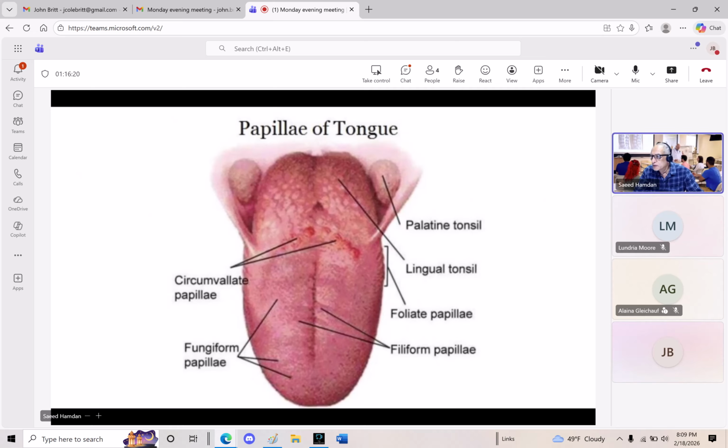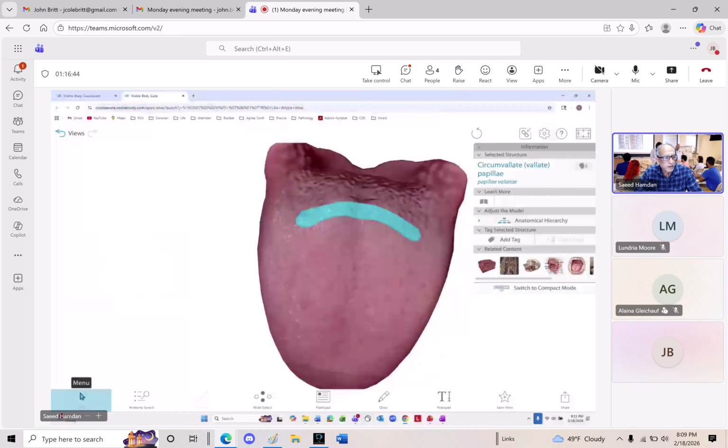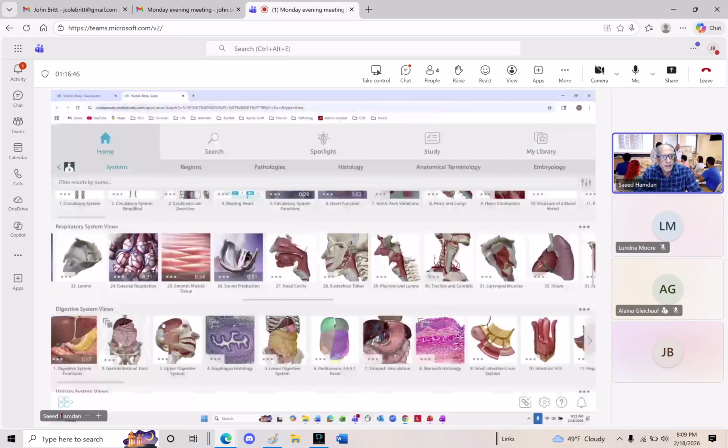Lingual tonsils, palatine tonsils, pharyngeal tonsils, and then the glands are going to be easy. The glands are going to be easy. Hold on one second. If I go back, let's do this guy. The glands are all easy.